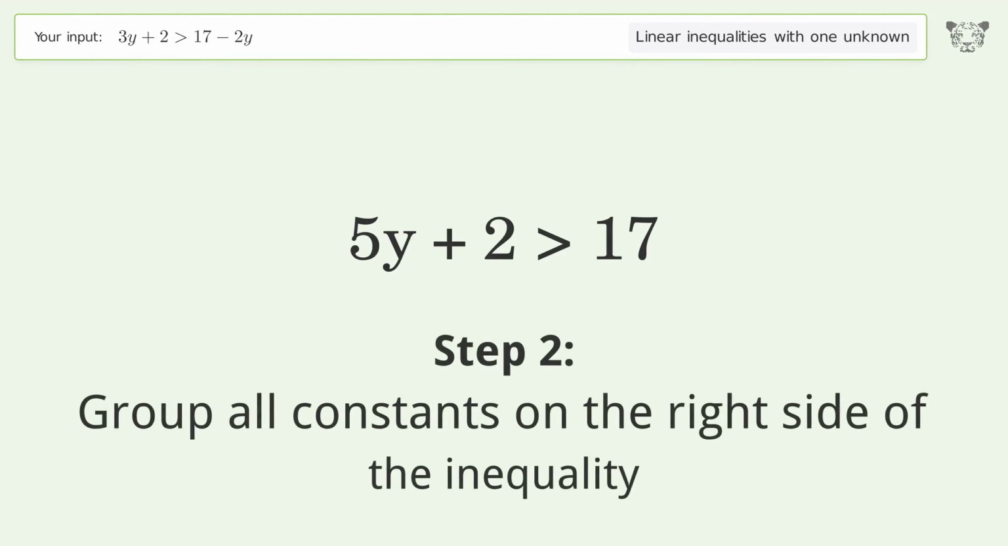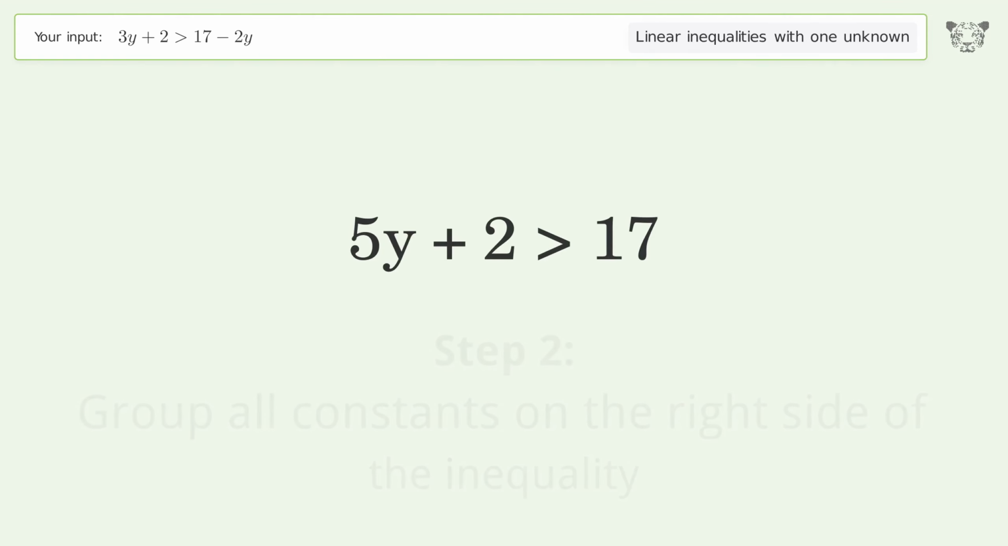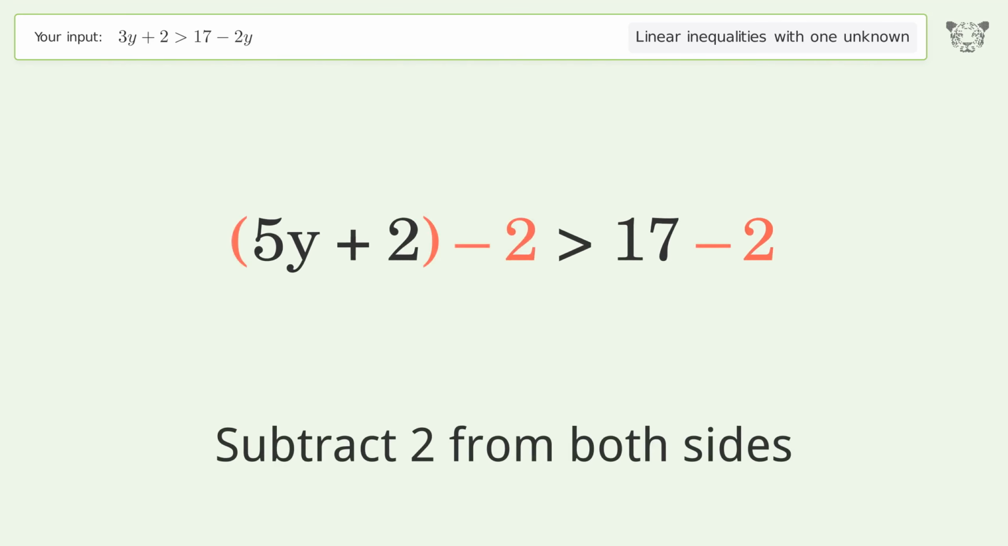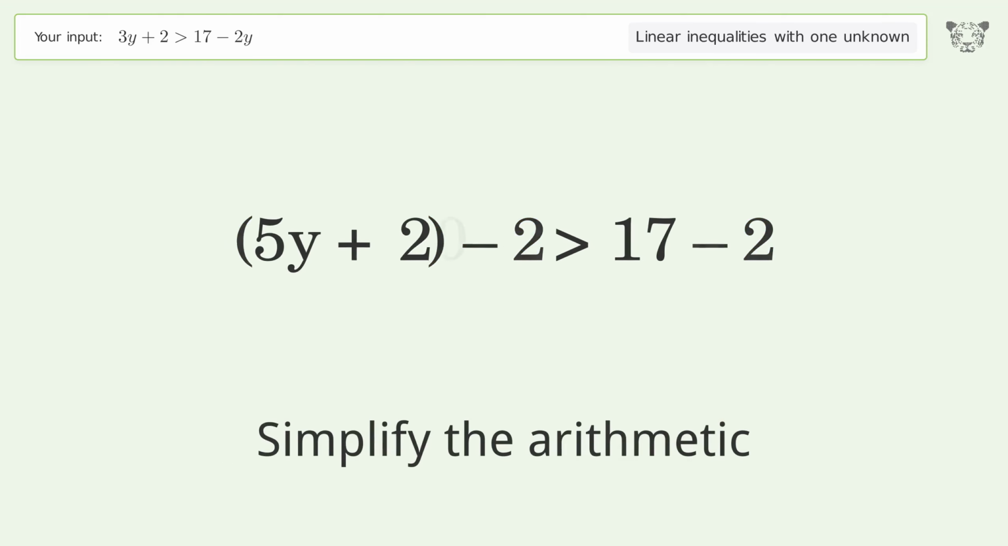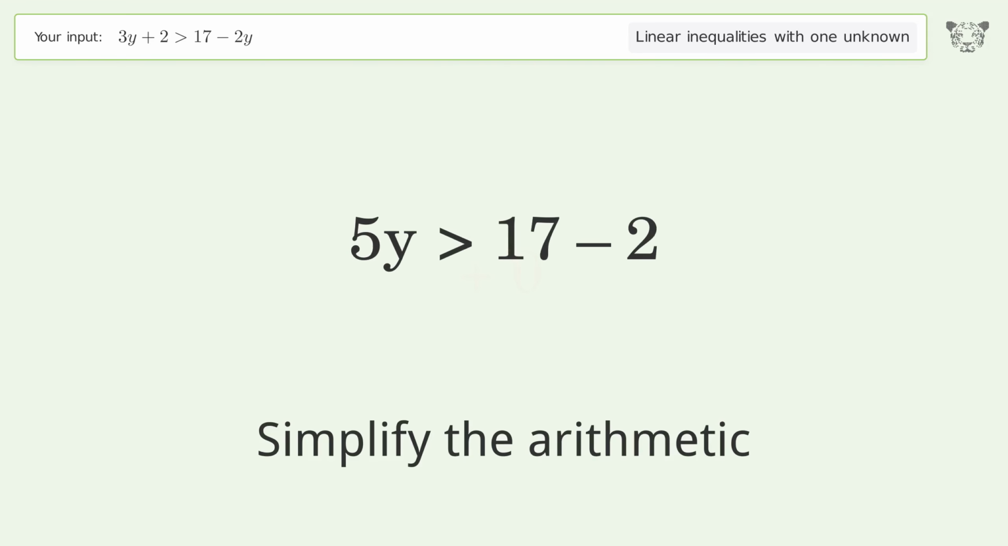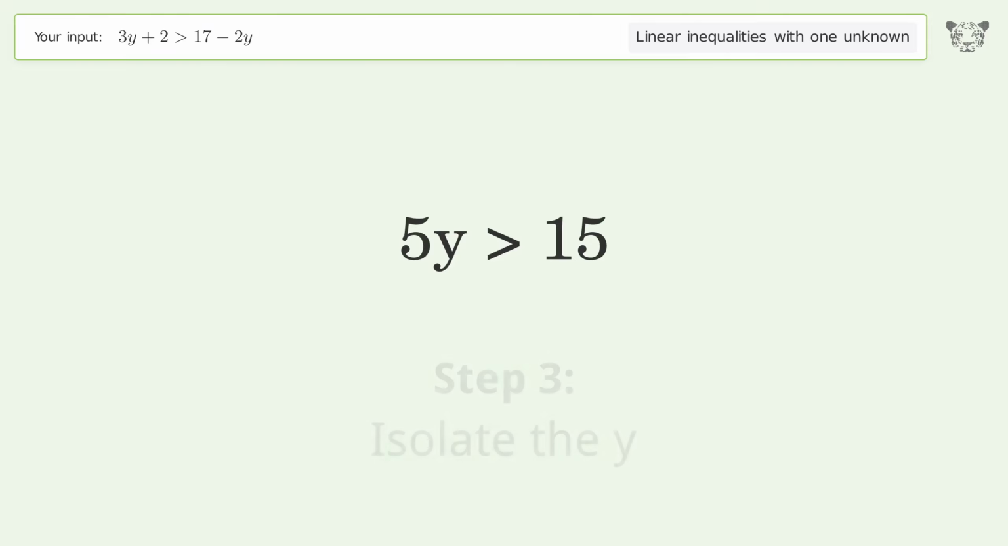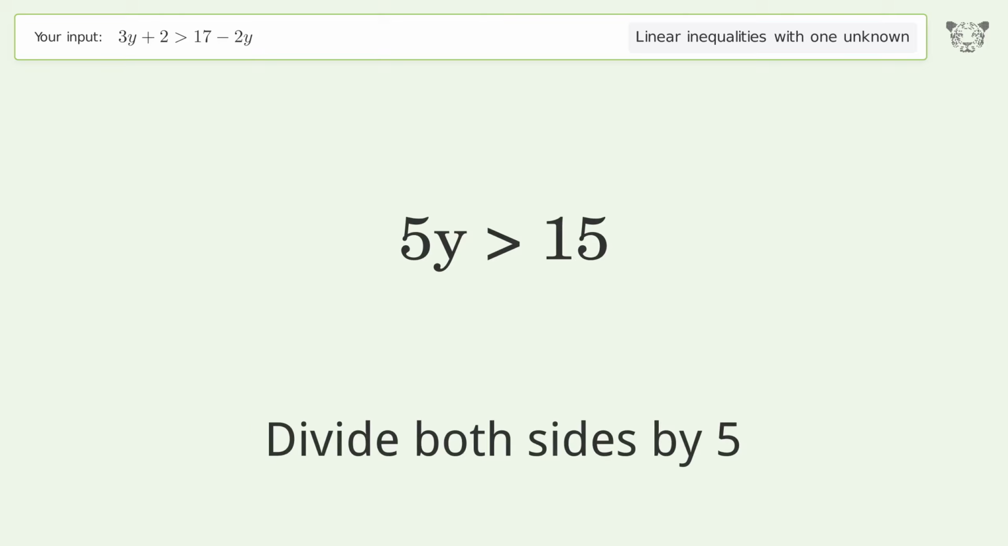Group all constants on the right side of the inequality. Subtract 2 from both sides. Simplify the arithmetic. Isolate the y. Divide both sides by 5.